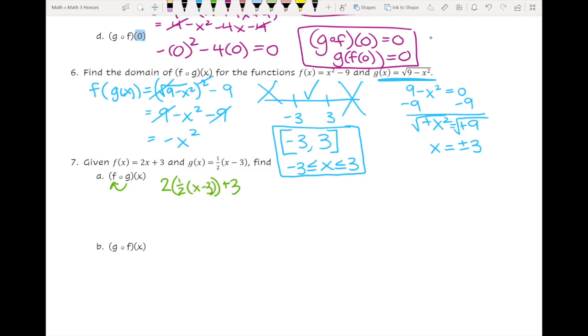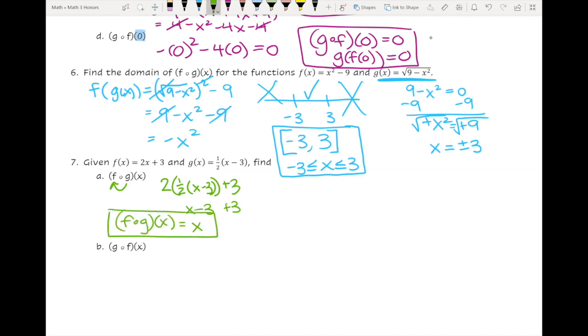To simplify this down, 2 times a half is 1. Great. x minus 3 plus 3, which I don't really need the parentheses on. So -3 plus 3 is 0. All I end up with is an x. So my f of g of x is x.